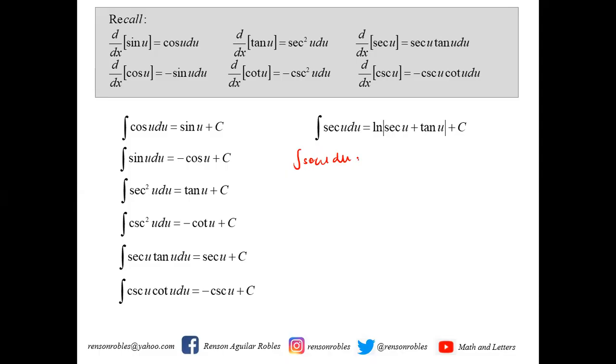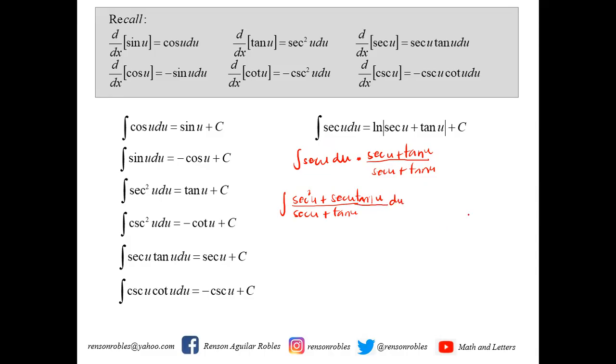So what I'm going to do here is I will just multiply this by 1 of the form secant u plus tangent of u all over secant of u plus tangent of u. And then multiplying, I shall now have the denominator simply equal to secant u plus tangent u. Then the numerator would be equal to secant u times secant u is secant squared u plus secant u times tangent u is secant u tangent u, and then you just simply affix du.